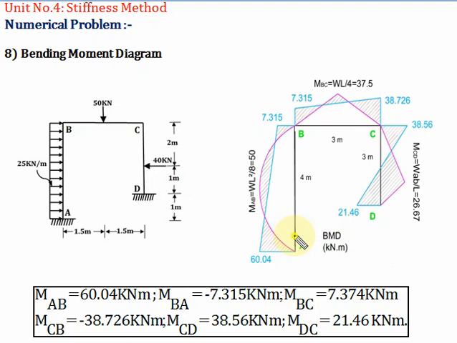Okay. Now the moment in member AB. What is the moment in member AB? Here it is 60.30. Okay. Now here the sign convention that you have to follow: anti-clockwise is positive and clockwise is negative. Okay. Now here the moment was plus 60.02. So plus means what? It is in the anti-clockwise direction.